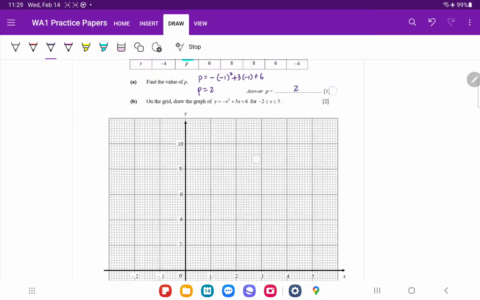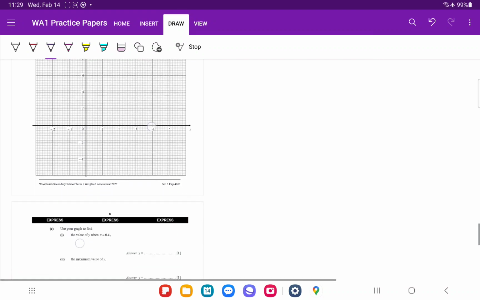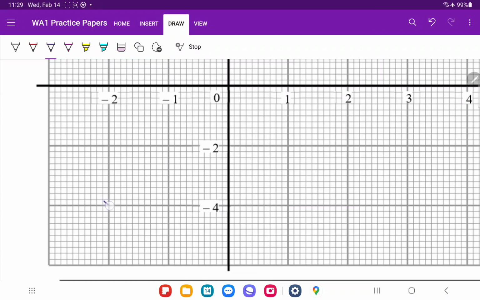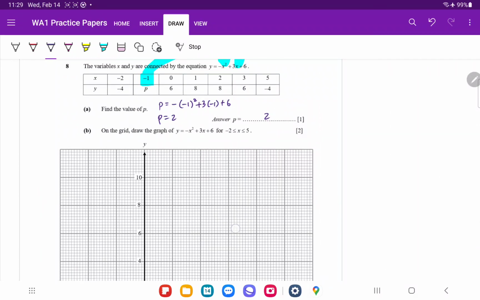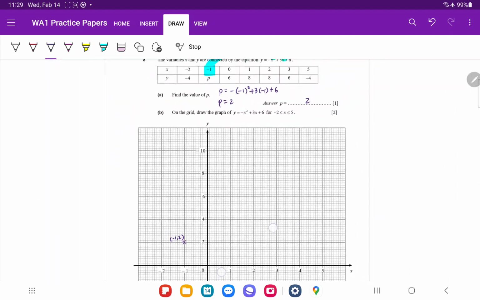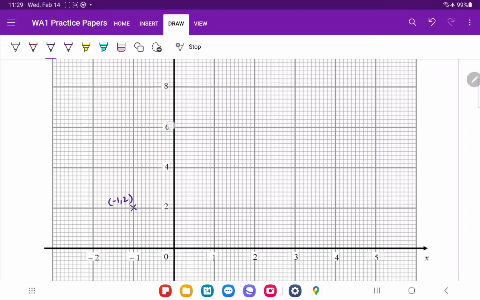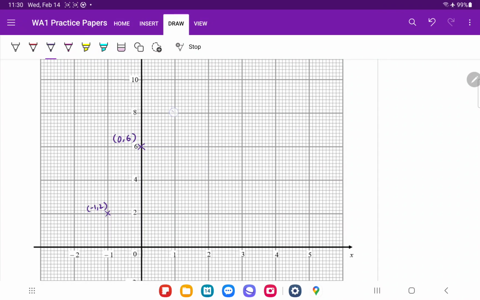Now let's plot these points out. Let's do this patiently. (-2, -4) will be at the bottom here. The next point to plot is (-1, 2), so (-1, 2) is here. Next point, (0, 6) will be over here. Next point, (1, 8) will be over here. So (1, 8).